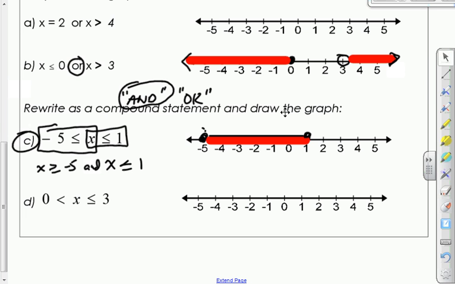Okay? Your compound inequalities that are connected by the word and are going to have an overlapping or intersecting area. So this shows all the real numbers that are greater than negative 5, less than 1, and it includes negative 5, and it includes positive 1.